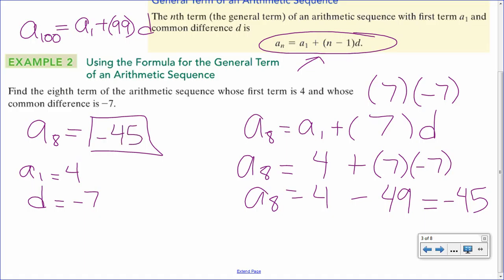And of course, you have to think, does it make sense? If you knew that the common difference is negative, would you say that the sequence is increasing or decreasing? Good, right? So it makes sense that the 8th term is a lot smaller than the first term, right? Yes? Okay. All right, let's go for the next problem. Next slide.